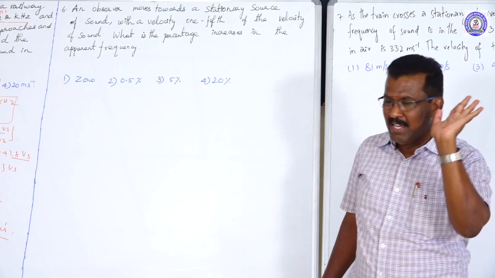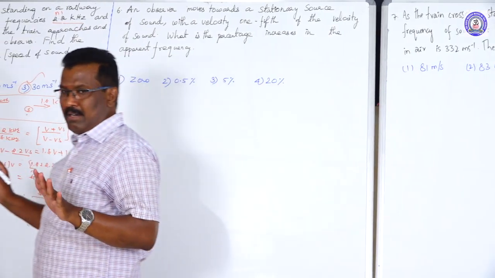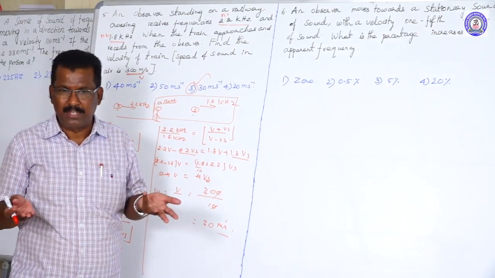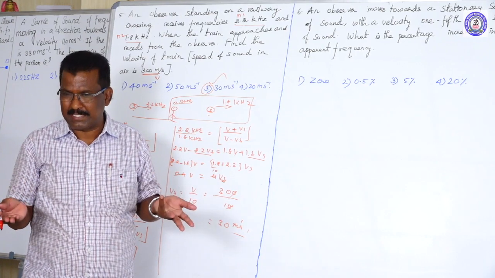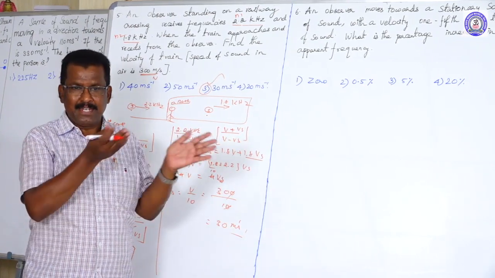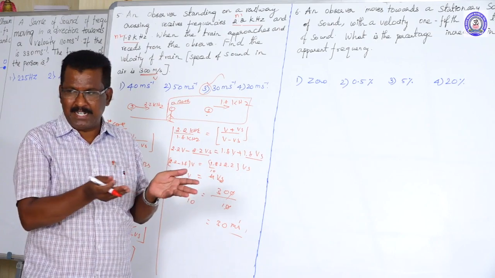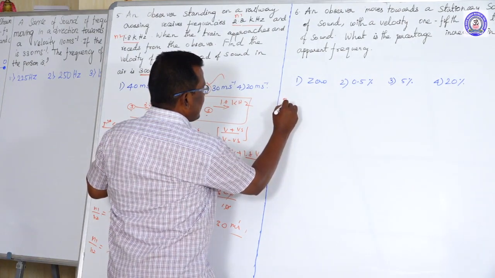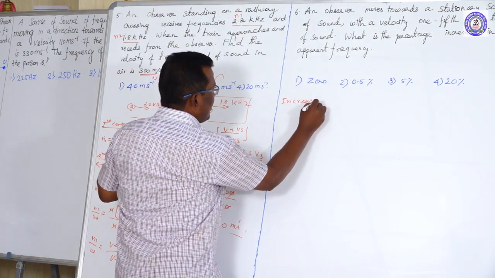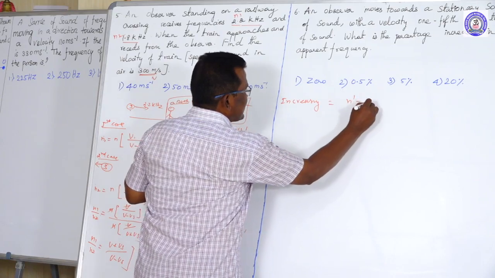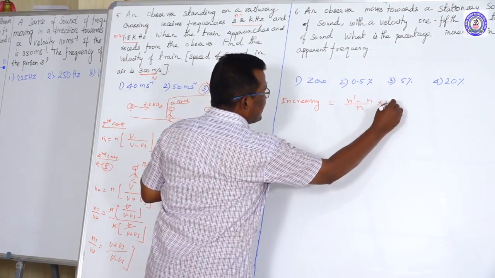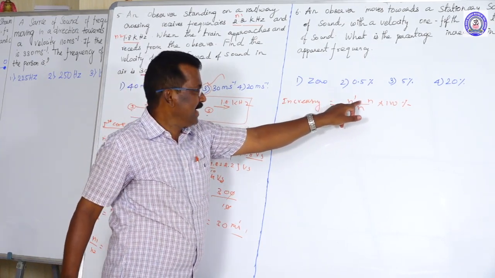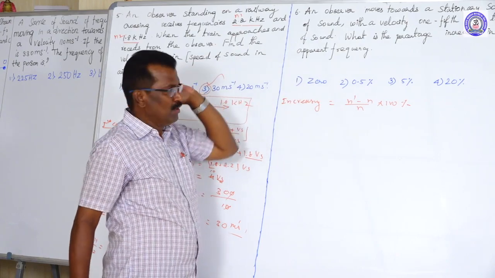That means the frequency is increasing. We know in physics problems, for increasing percentage or decreasing percentage, we shortly use x prime minus x divided by x into 100% for increasing, and x minus x prime divided by x into 100% for decreasing. Similarly, use the first formula for increasing: n prime minus n divided by n into 100%. This is the formula.